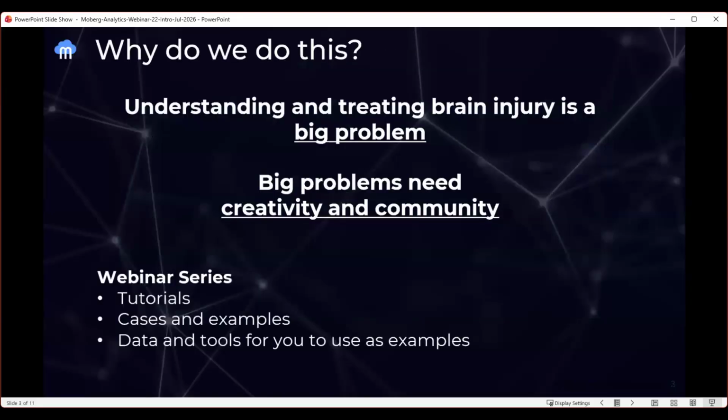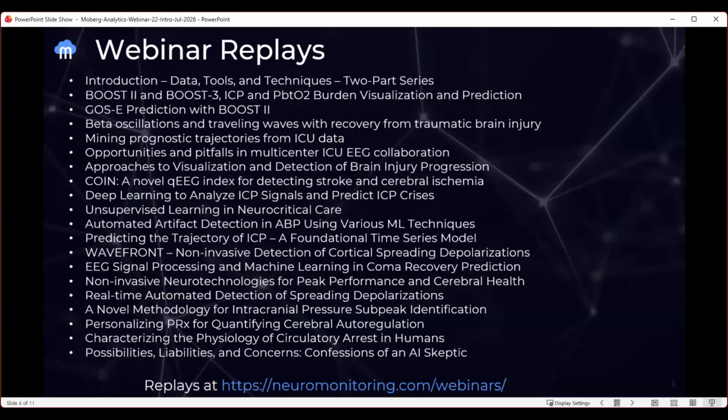So why do we do this? Well, understanding and treating brain injury is a very big problem. It's like the weather, it's like cancer, it's a big problem. And big problems need creativity and community. And we're trying to help with both of these, particularly the community side. So we're trying to bring people together. We're trying to produce assets and resources that can be used by the larger community to help in this effort. And this webinar series is one of those. So I hope you enjoy this, and I hope you'll look at the past webinars. There's quite a list of them.